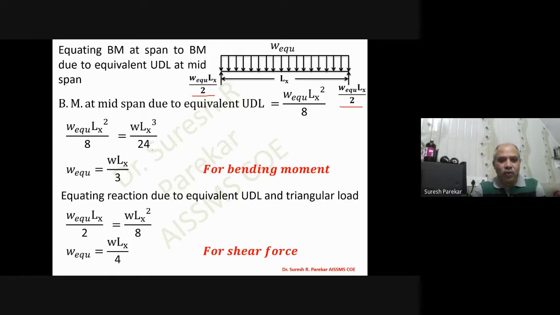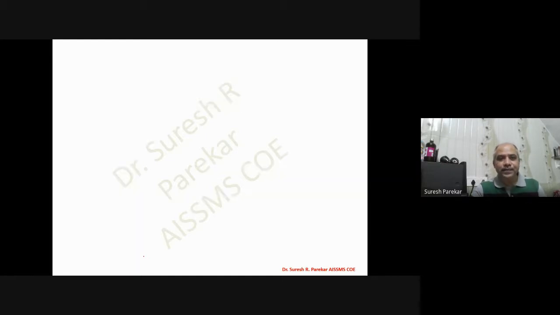So these two equations are most important. When we go for design of beams, we will not go through these derivations. We have to take these values directly. W equivalent for short span beam for bending moment is WLx by 3, and W equivalent for shear will be taken as WLx by 4.